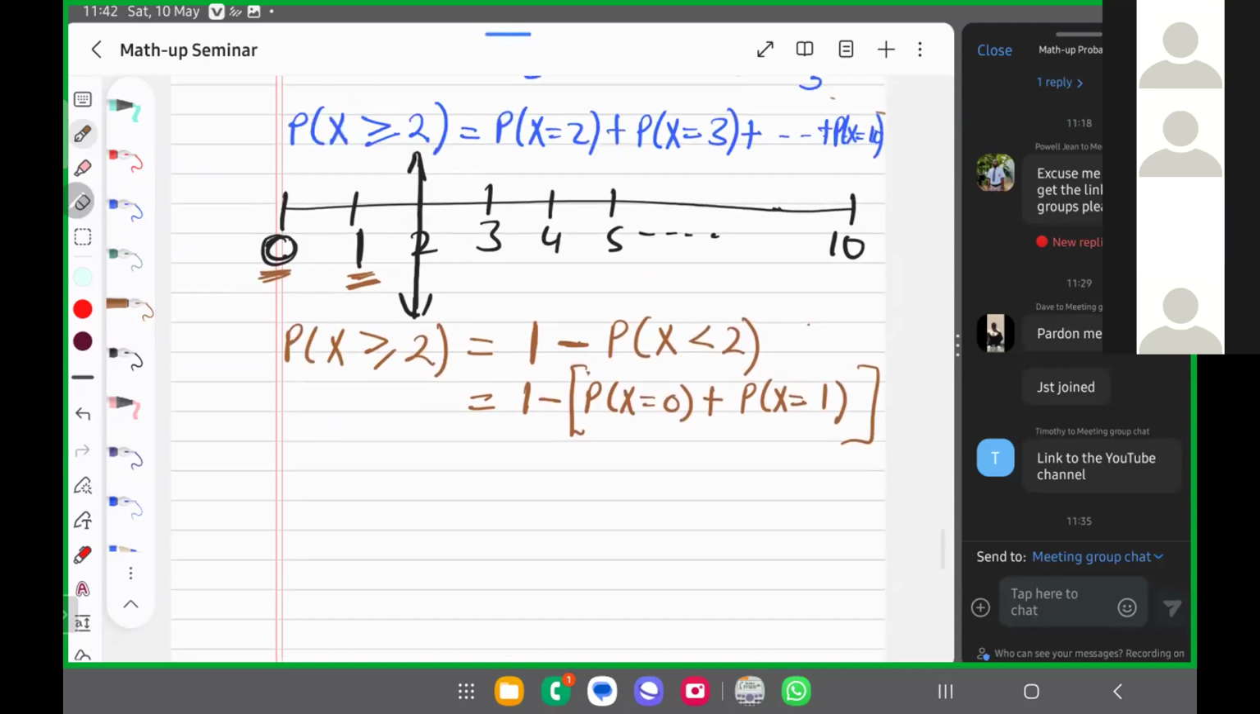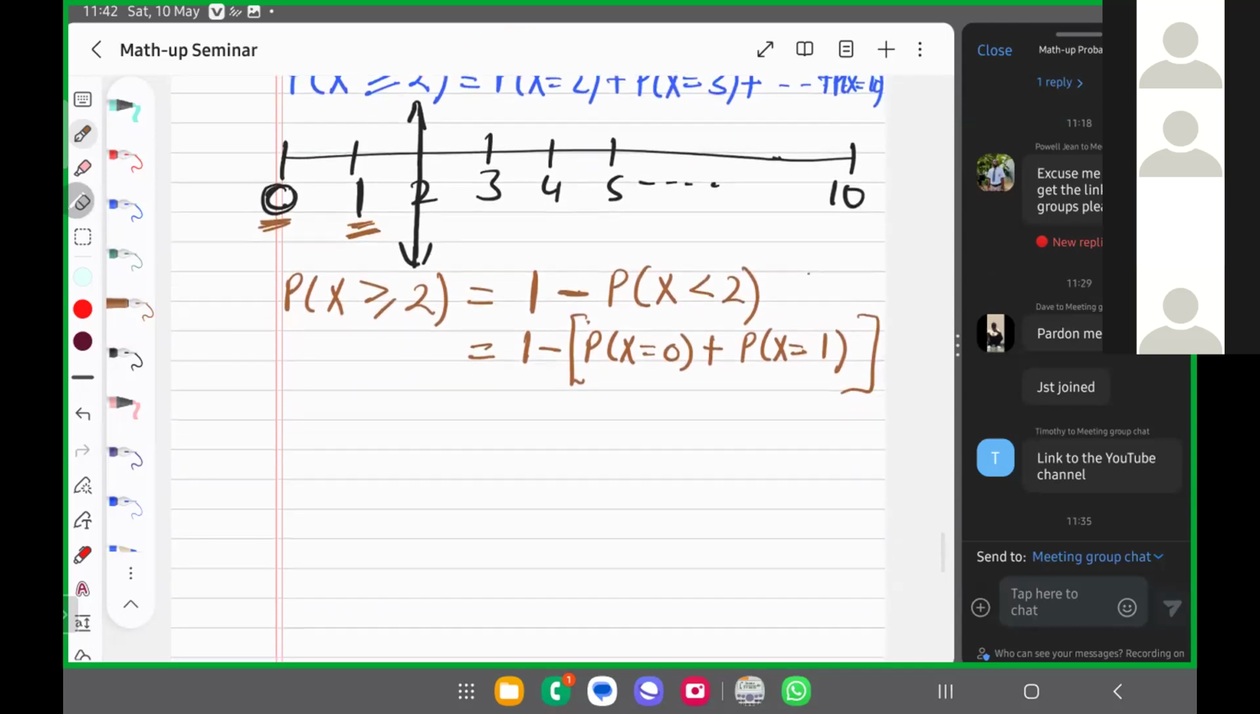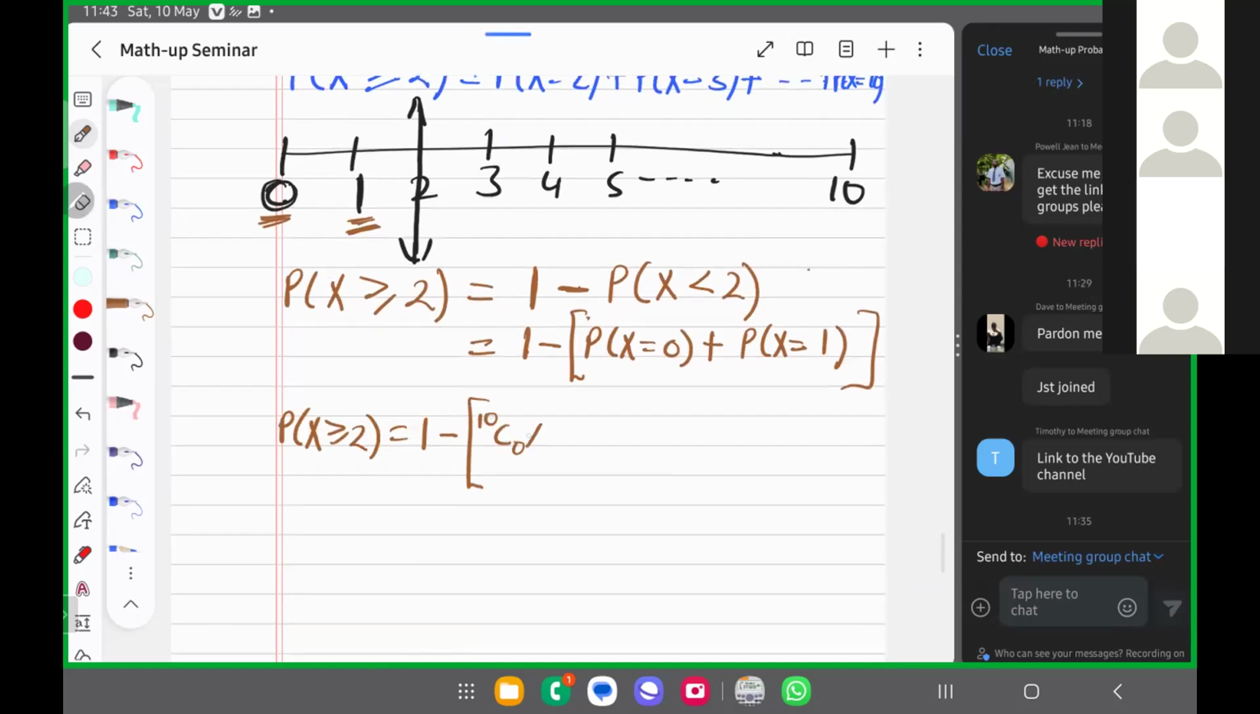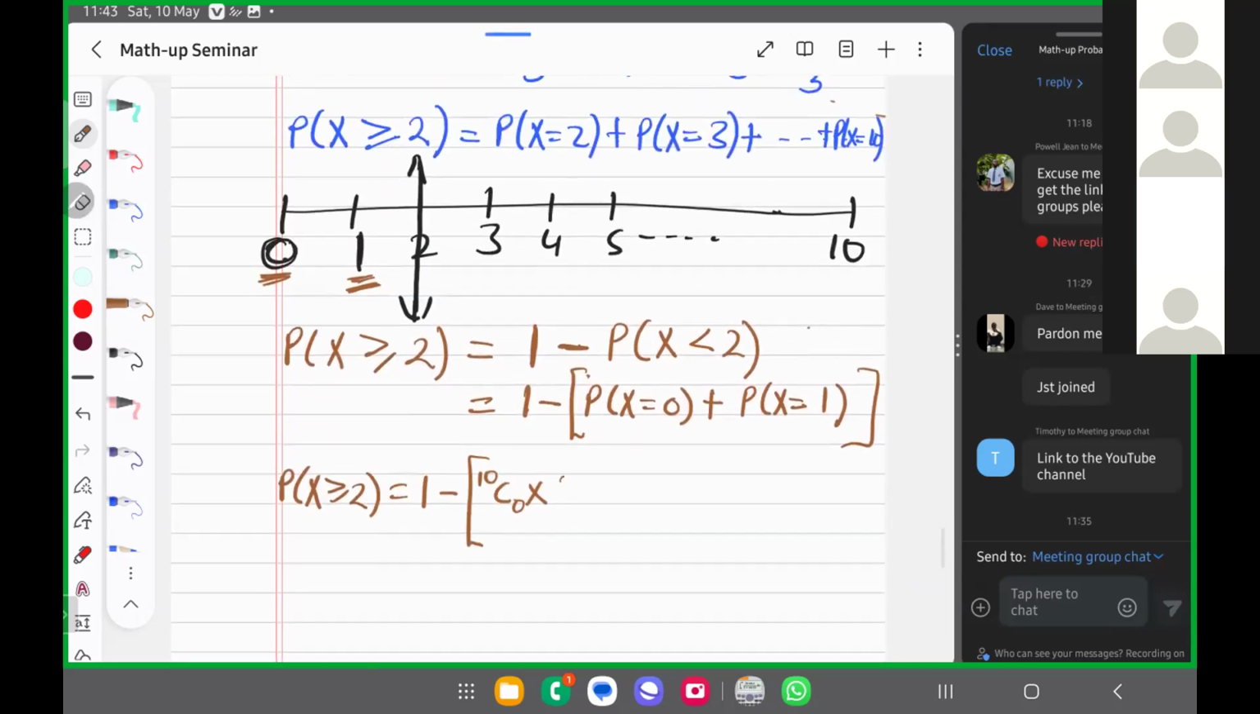Yeah, so I'll go back to the formula for binomial distribution and I'll use that. So probability of x being less than or equal to 2 would be equal to 1 minus, when x is equal to 0, I would have 10 combination 0 times p, which is a third, power 0 times q, which is 2/3, power 10 minus 0, which is 10, then plus, when x is equal to 1, I'd have 10 combination 1 times a third, power 1 times 2/3, power 10 minus 1, which is 9.